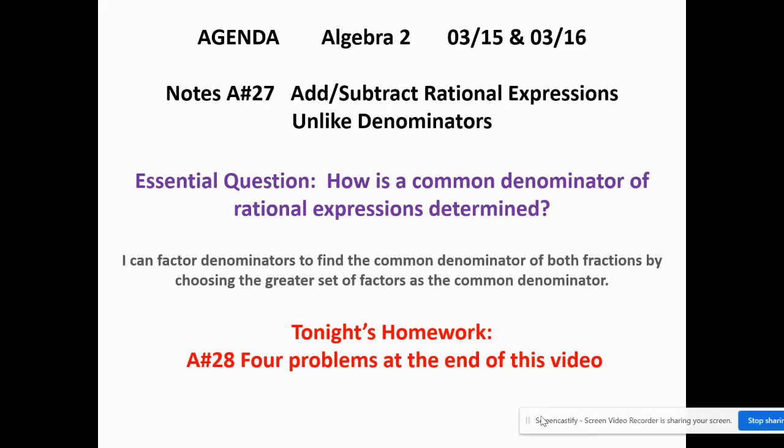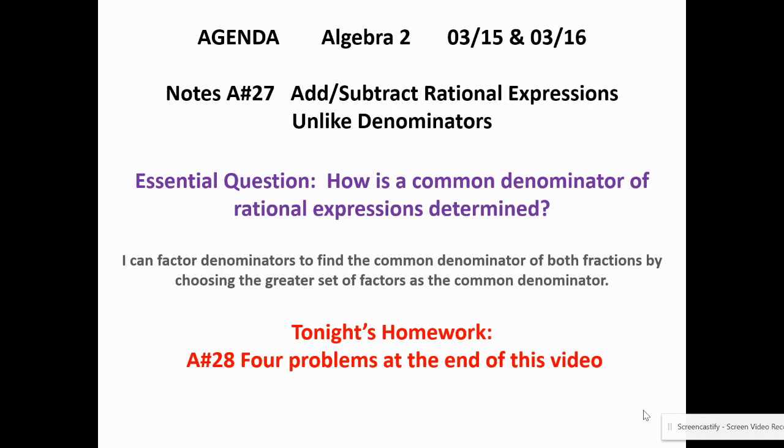Hello, Algebra 2. Today we're going to do notes 27 and homework number 28. So we're going to do today add and subtract rational expressions with different denominators. We call those unlike denominators.